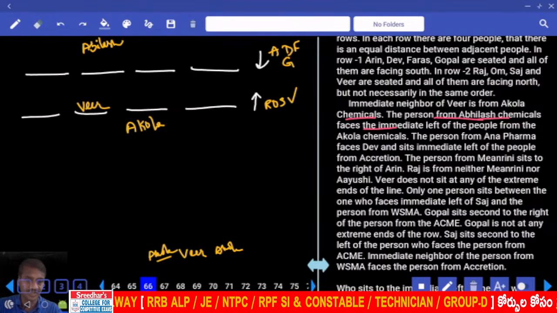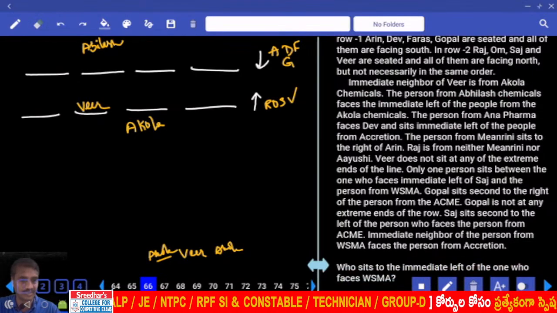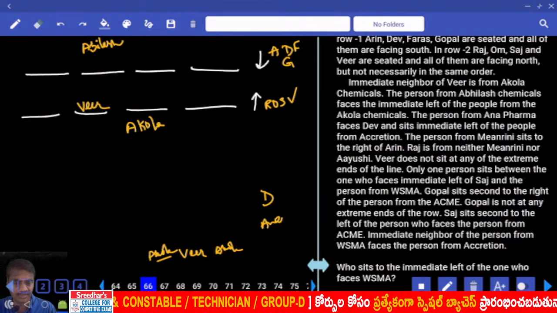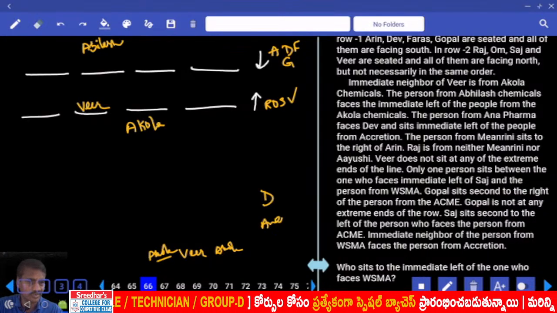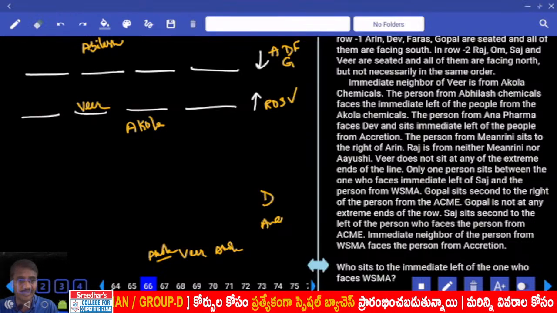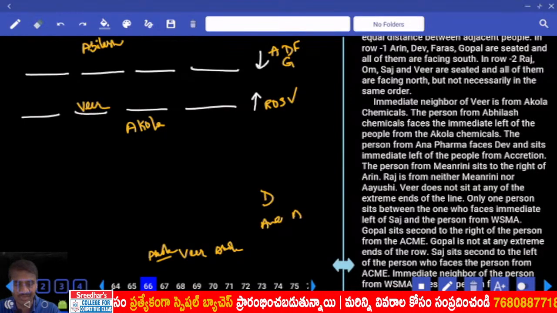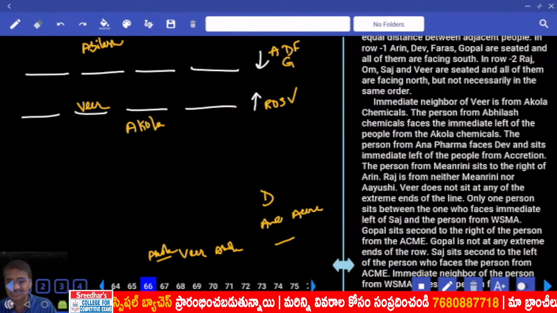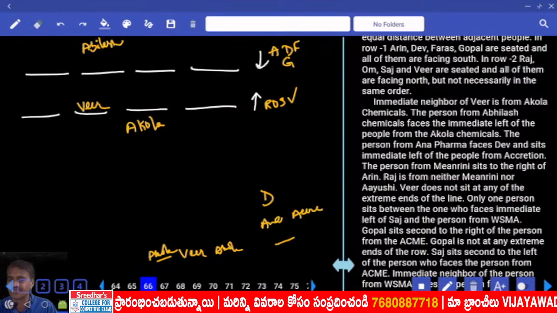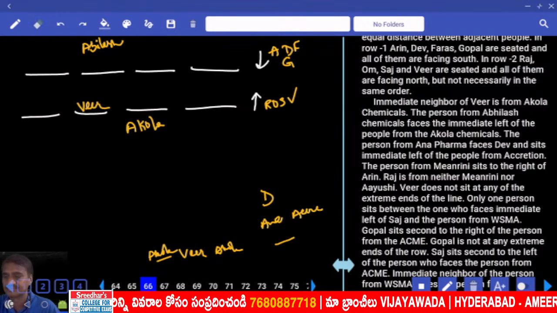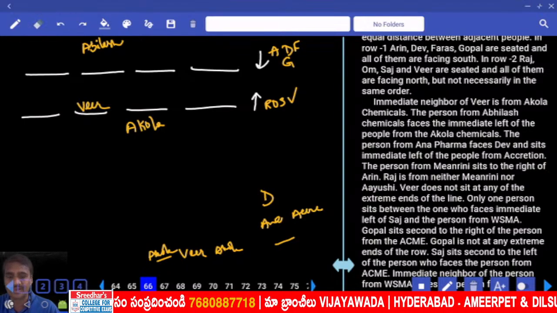Then the person from Anaforma faces Dev. Now D and Anaforma are opposite to each other, and Anaforma sits immediate left of the person from Accretion. Now who is to the immediate left? Ana is to the immediate left of Accretion. Clear? These two must be together. Then what is the only possibility we have?